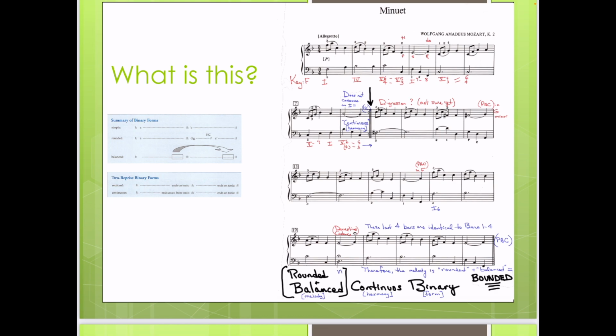I think that's what we're looking at here. This is a bounded because it's got elements of rounded binary, but it doesn't take the end of the first section and bring it back. It takes bars 1 to 4 and brings it back at the very end. So for that reason, it's not quite rounded.